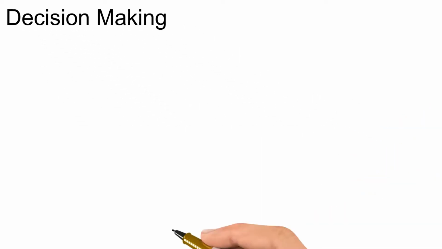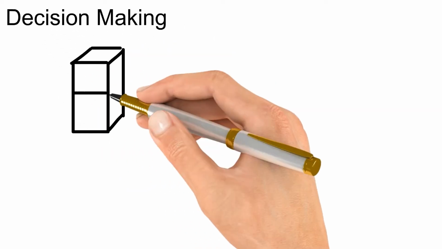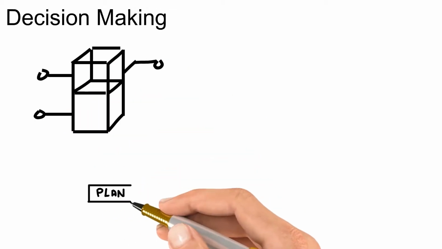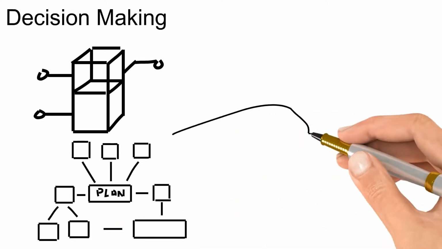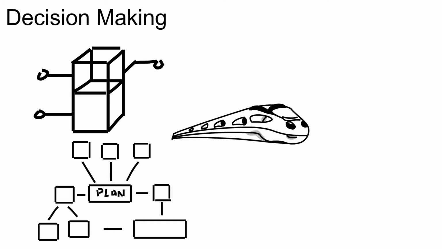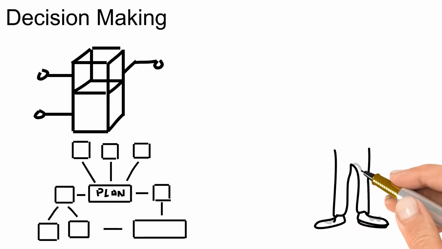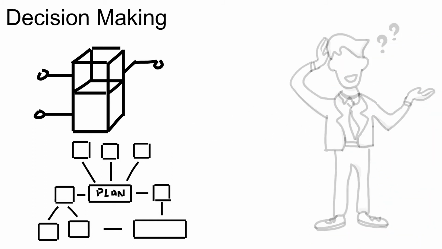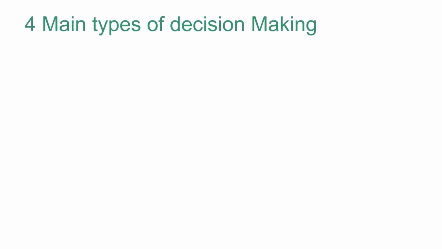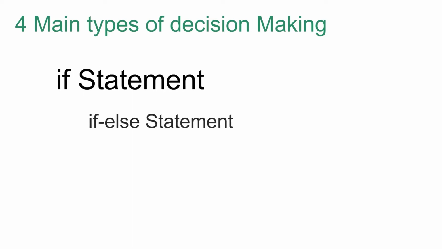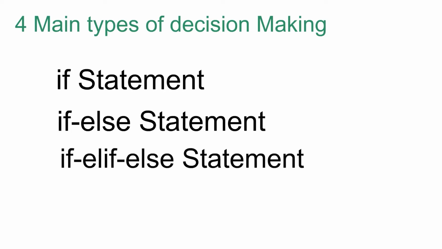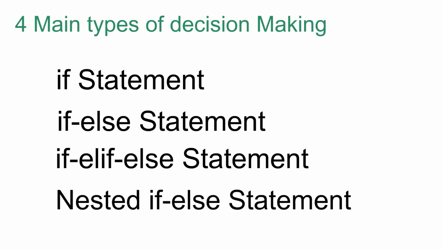Take a look at decision making. The order in which the different statements of a program are executed is known as flow of control. It depends on the programming constructs used while writing the program. Decision making constructs are used to control the flow of execution of a program depending upon the condition. There are four main types of decision making statements in Python: if statement, if-else statement, if-elif ladder, and lastly nested if-else statement.